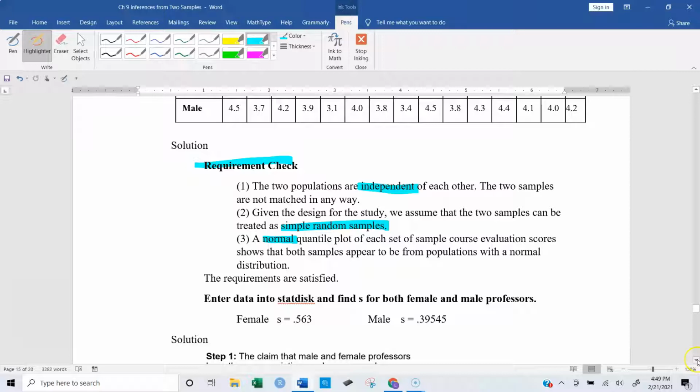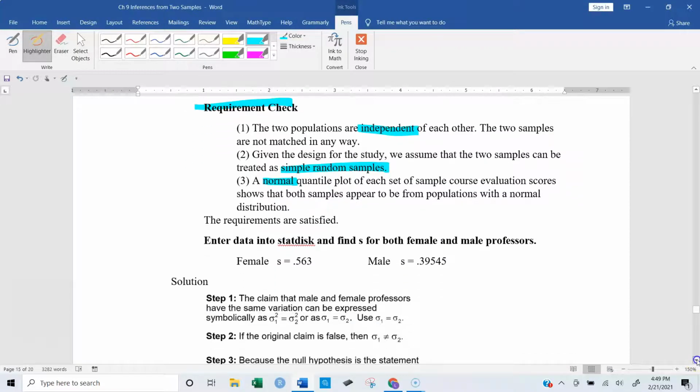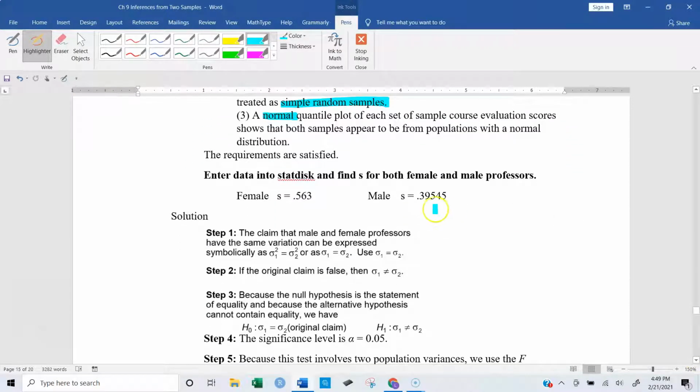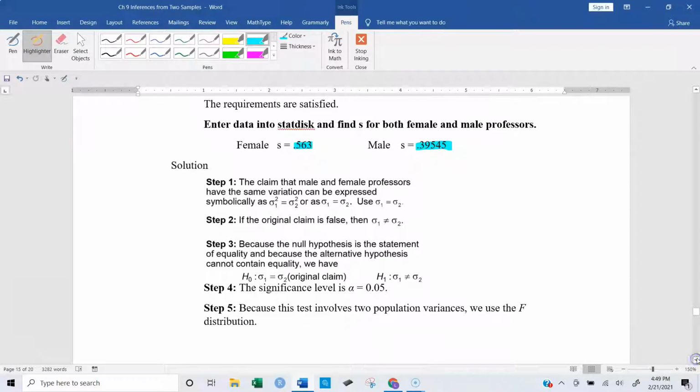You're going to look at your descriptive statistics and your standard deviation. The female is 0.563, and the male is 0.3945. All right, so now to do this, we're going to claim that they're equal. So we can either use the variances or the standard deviations.